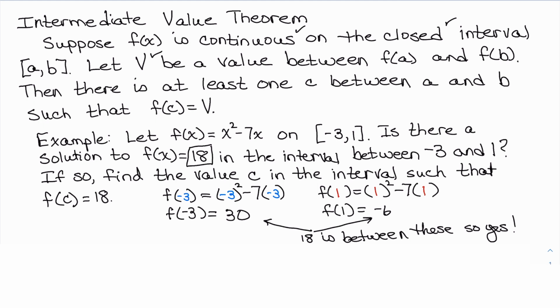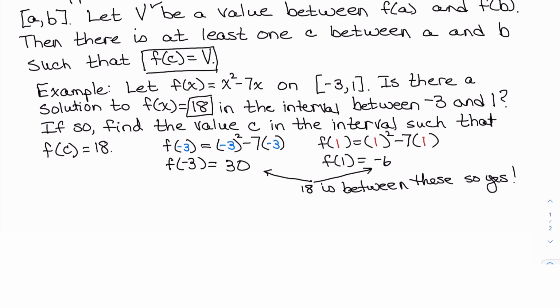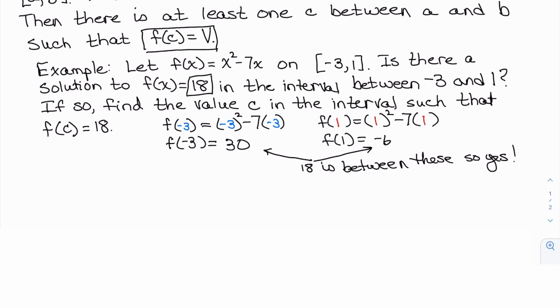Next, we want to find that value because we've verified that we're guaranteed one. So we want to follow what the theorem says, such that f of c is equal to v. And remember, our v is 18, and our function is f of x is equal to x squared minus 7x. f of c means just take out the x's and put in c's instead. So instead of writing x squared minus 7x, I'm going to write c squared minus 7c is equal to our output of 18. Now that's quadratic in c.